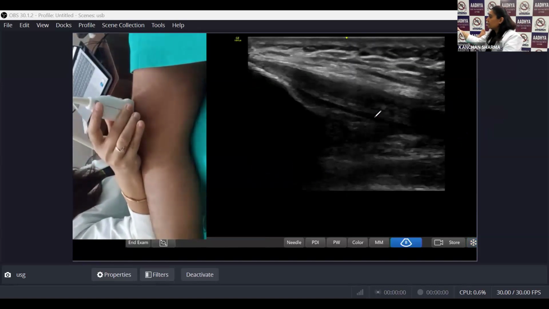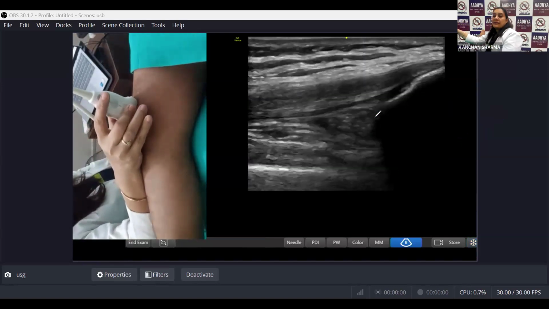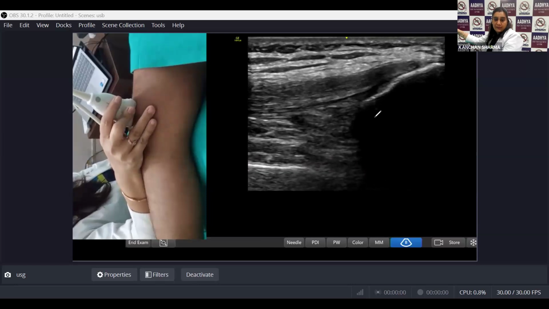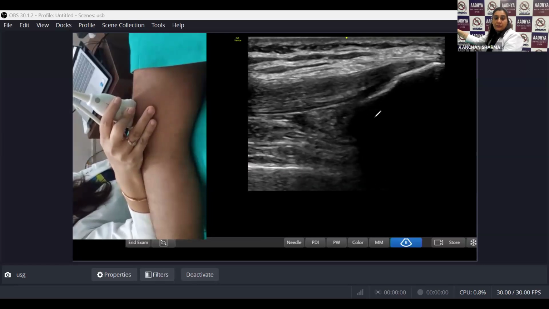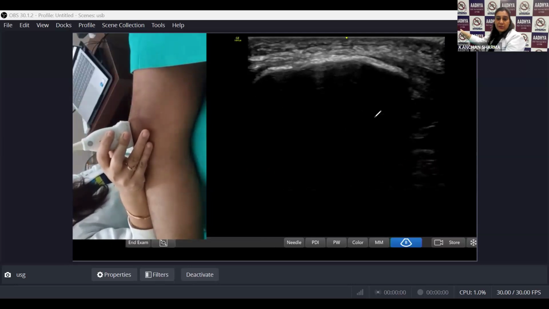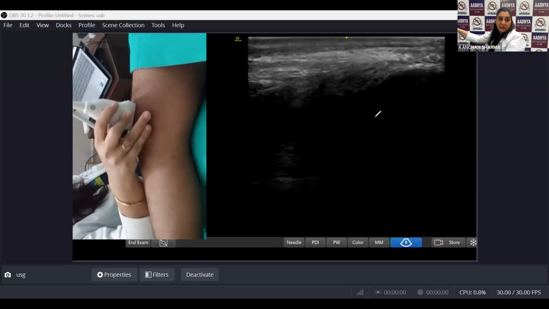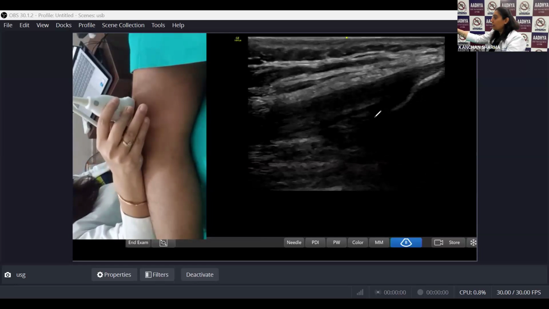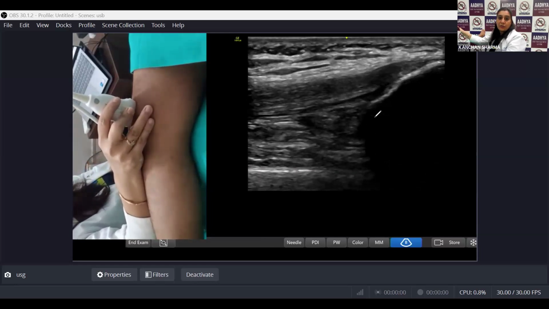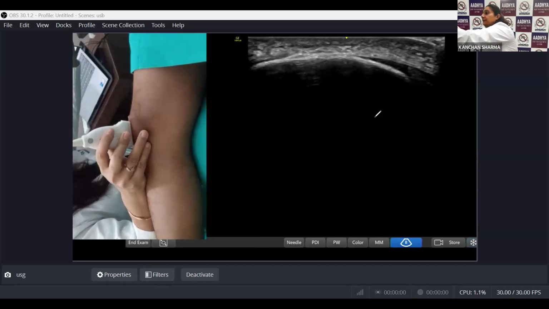So our probe was like this in the longitudinal axis, right? And we have seen all these structures. Now you slide your probe to just over the patella. So we were here, the caudal end was exactly over the base of the patella. We slid it over the patella.